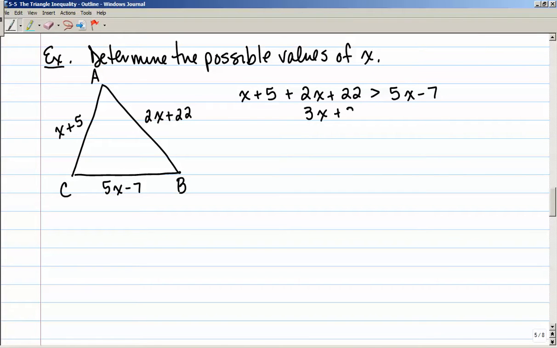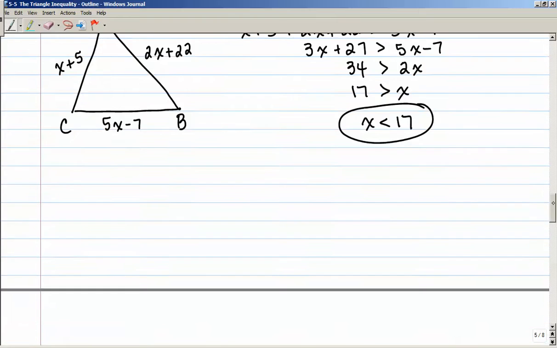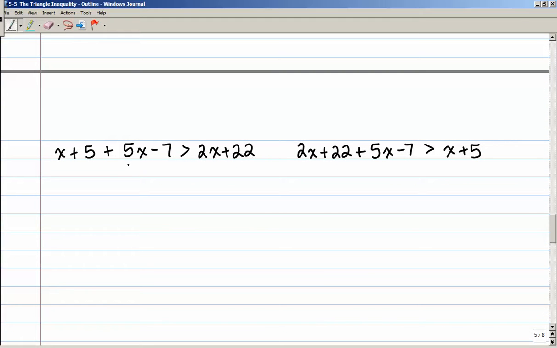So 3x plus 27 is greater than 5x minus 7, or 2x less than 34. So 17 is greater than x, or x is less than 17. There's one that I want to worry about. And 6x minus 2 is greater than 2x plus 22. 4x is greater than 24, or x is greater than 6.